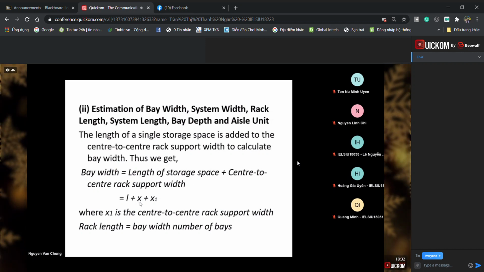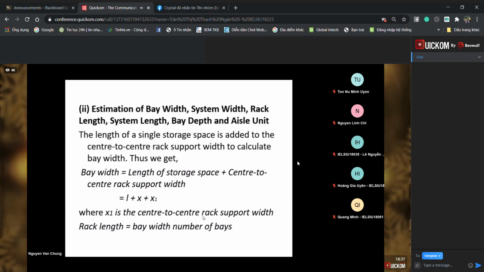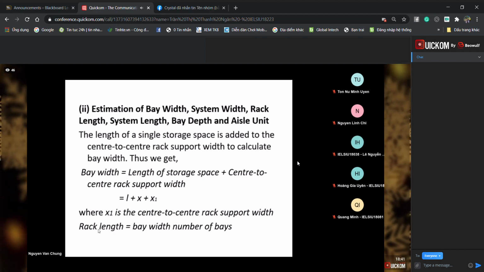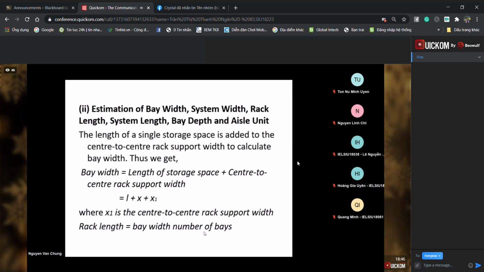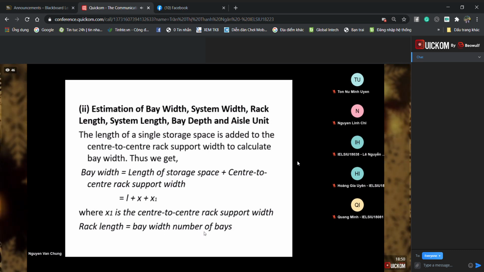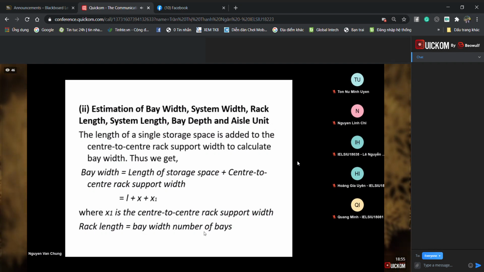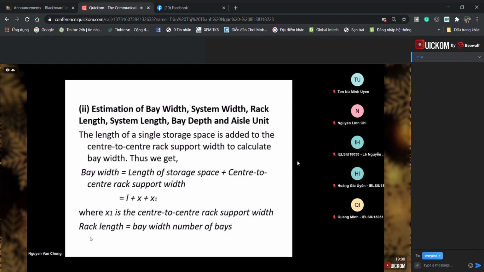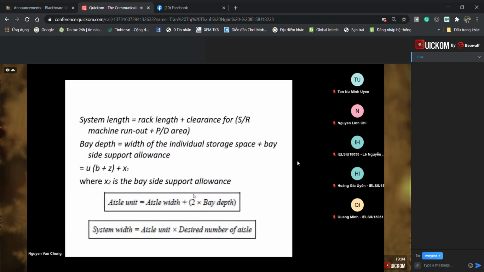This you have S1. S1 is the send to send plus support y. Plus length equals bay y, where y is the number of bays. Maybe you focus, and then you can understand when you read, and then I can explain all the example later.